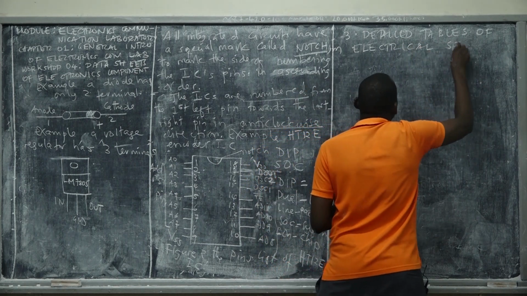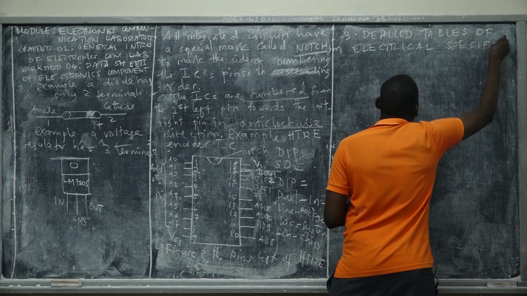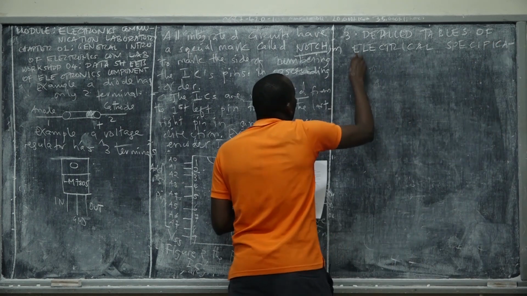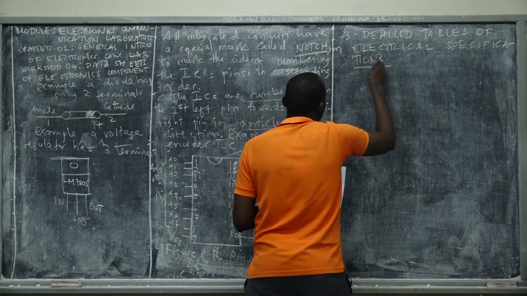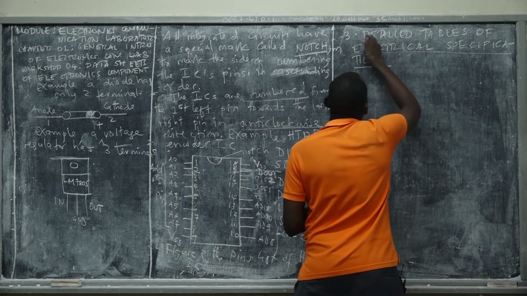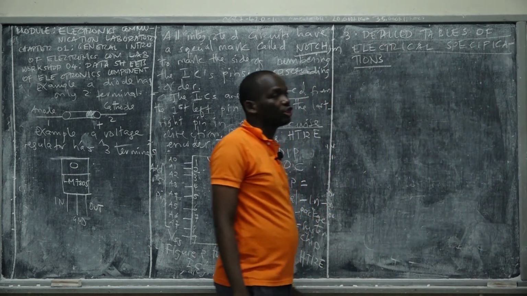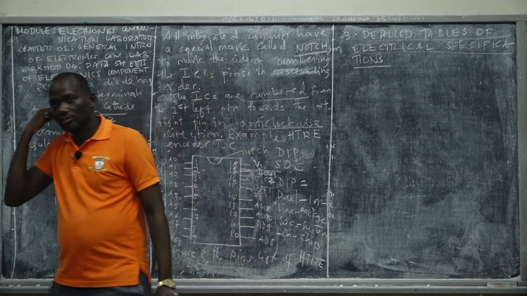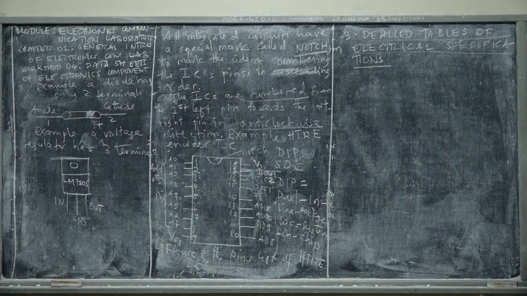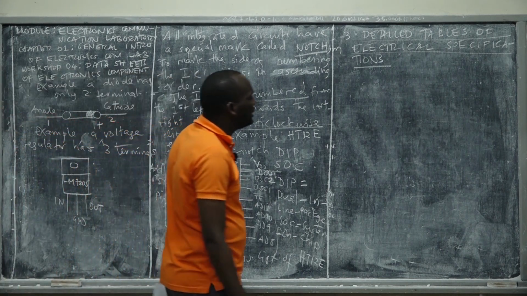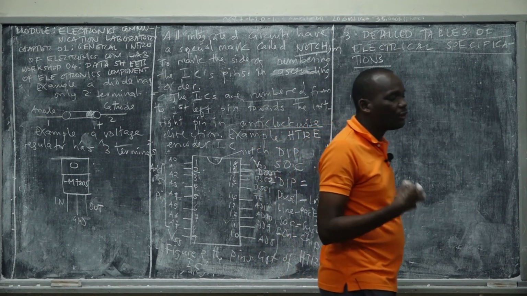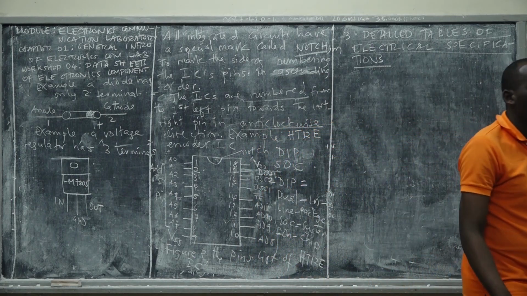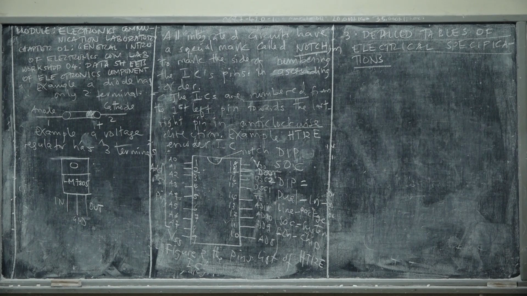Electrical specification. Detailed tables of electrical specification. This is one of the very important parts. Why is it so important? Because in this part, you will learn about the ability, or the capability, of the electronics components.